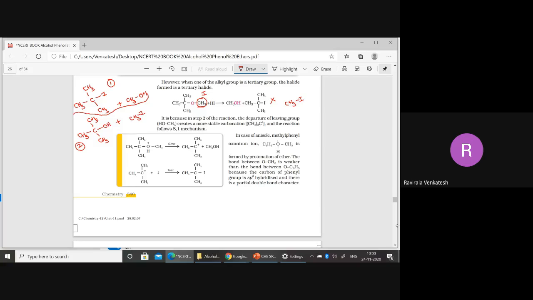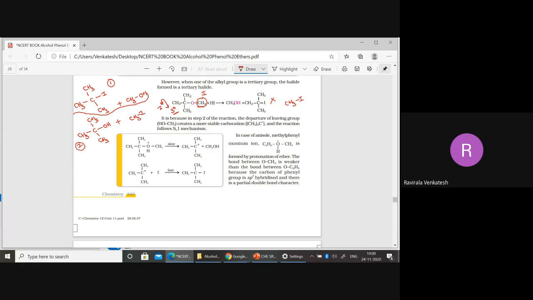So here what are you seeing? One is tertiary you are seeing here. You are going to see here tertiary, right? So definitely you have to follow this: iodine will attack on the tertiary carbon. So iodine will attack on the tertiary carbon actually. Correct? This is the thing you have to follow.